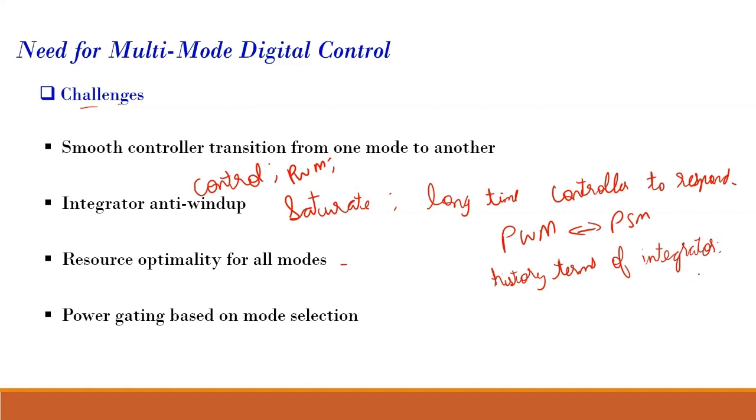There could be a bump, a sudden change in your control output because you're changing from PWM to PSM. If there's a sudden bump, your output also will have some sudden change. That is not desirable. So there is something called a smooth controller transition that we try to take care of. That we will explain next week.